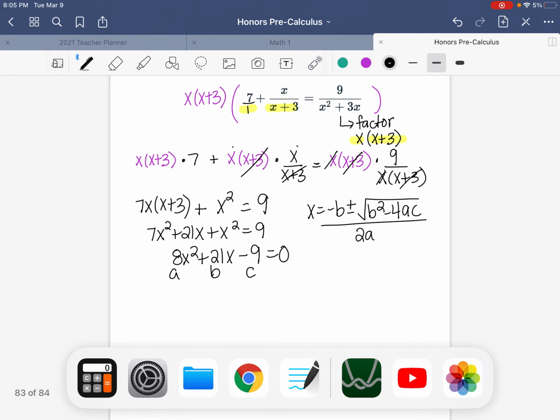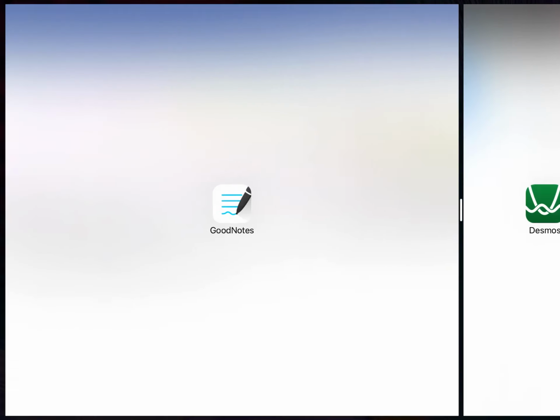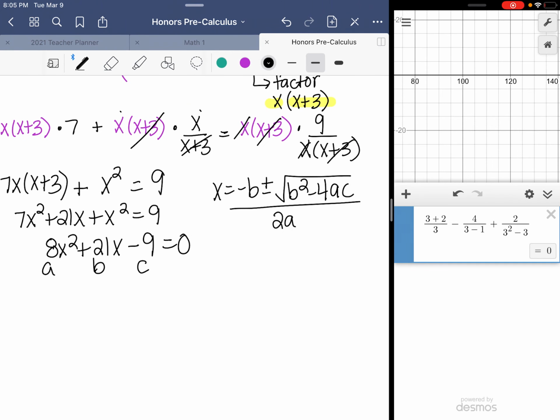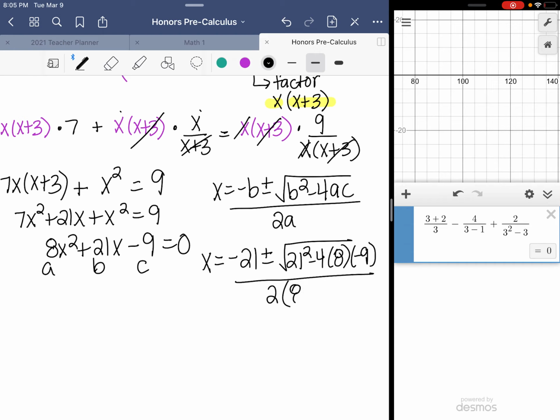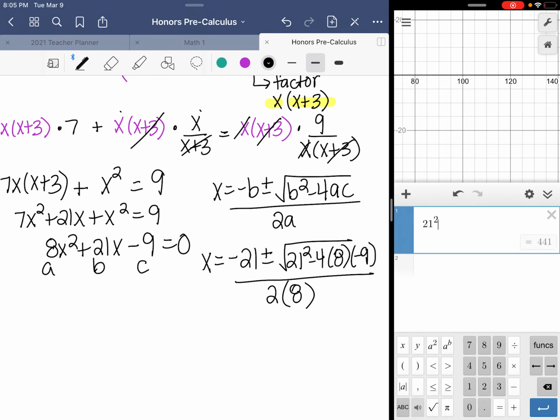All right, I am also going to pull up Desmos so that I have a calculator on hand when I need to calculate my quadratic piece. So I have x equals negative 21 plus or minus the square root of 21 squared minus 4 times 8 times negative 9, and that's all going to be over 2 times 8. All right, so I'm going to calculate the inside first. So I have 21 squared minus 4 times 8 times negative 9. And I get negative 21 plus or minus the square root of 729 over 16.